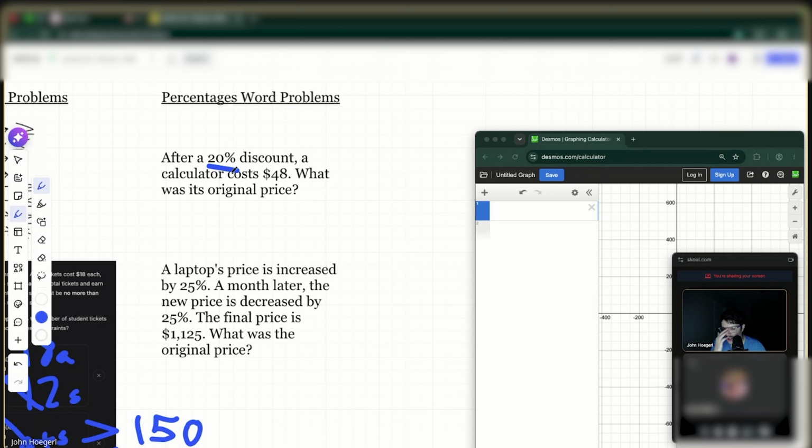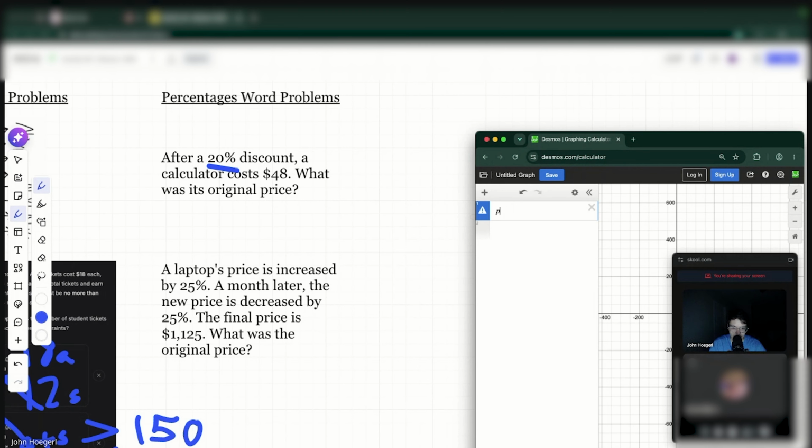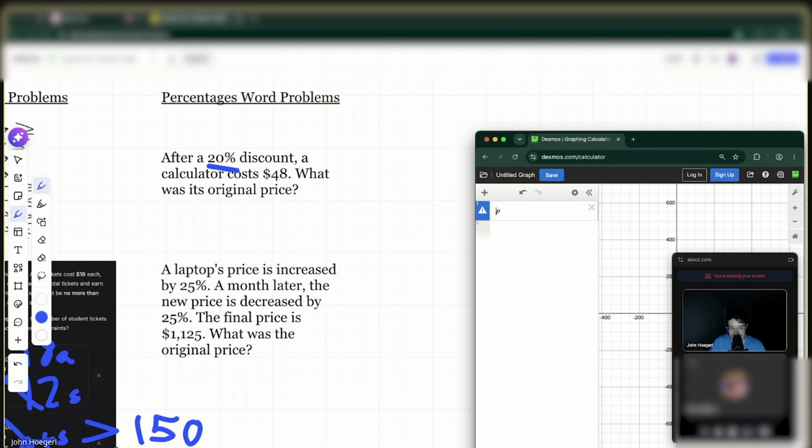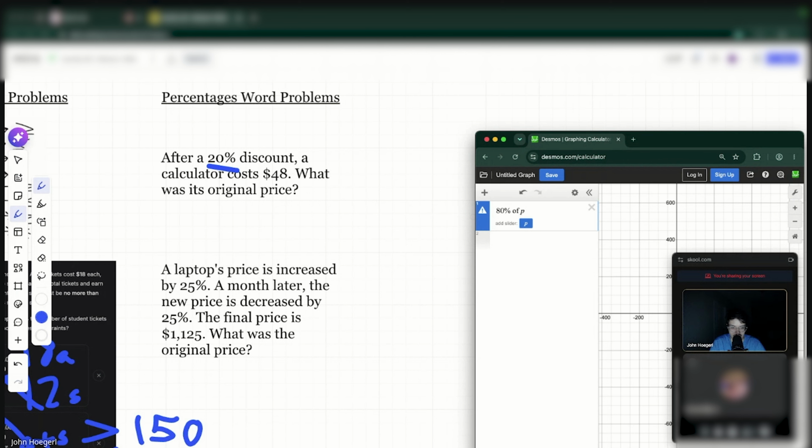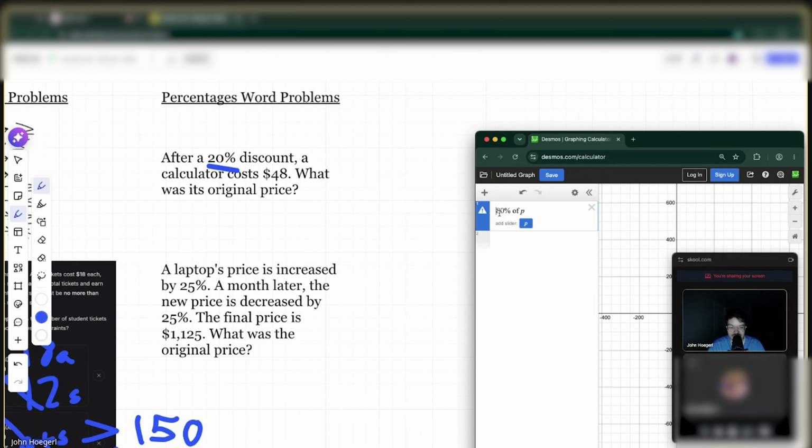After a 20% discount, a calculator costs $48. Where this is the original price. So 20% discount. What that basically means is that there was some original price. So let's just say P for price. And then honestly, the easiest way we can say this is 80% of P. Now, as for how I got the 80%, it's because it's a 20% discount.